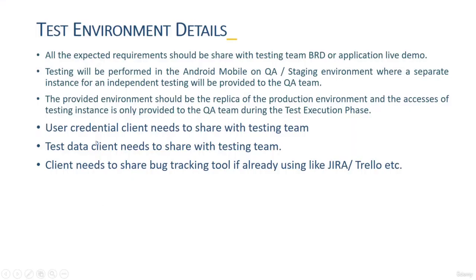And once you identify that, you need to specify the test environment details. All the expected requirements, BRD or application live demo, should be shared with the testing team. The testing team will perform testing in the Android QA manager staging environment. You let your customer know each and everything about the requirements for performing the testing. The client will provide the user credentials and test data to the testing team, and the client needs to share the bug tracking tool if already using one, like Jira or Trello.